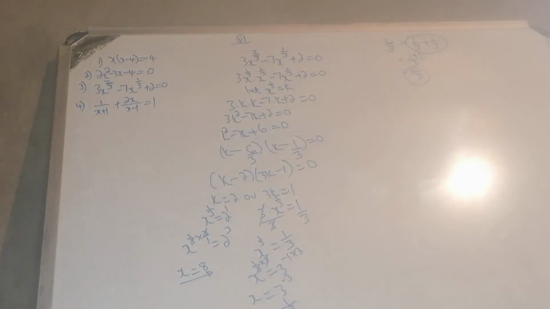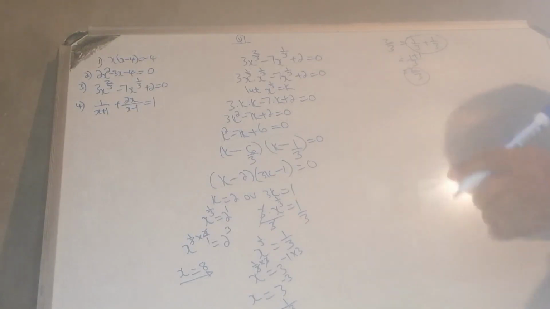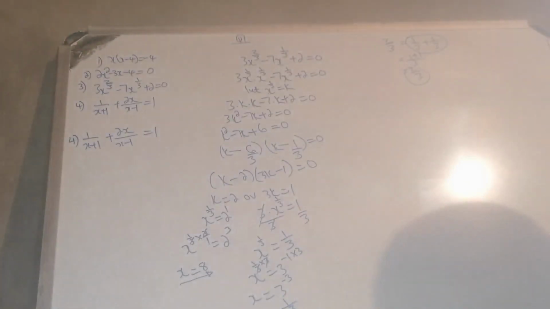Okay. And then we have the last one, number 4. 1 over x plus 1 plus 2x over x minus 1 equals 1. And we want to solve for x. Here I have no choice but to take out an LCD. And the LCD will be x plus 1 and x minus 1. That's what I have on my denominator.